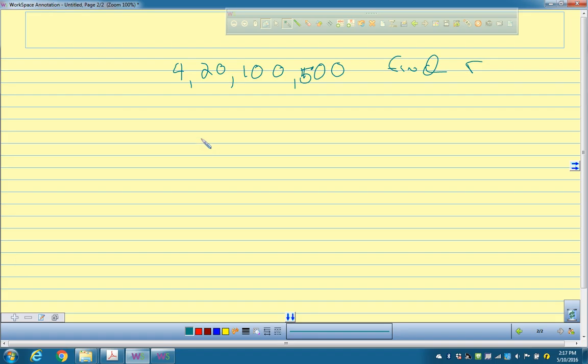Now, how do you find the formula? Using the formula a sub n is equal to a sub 1 times r to the n minus 1. Now write the formula for the nth term. In other words, find a formula for a sub n. That should take you another 5 seconds.